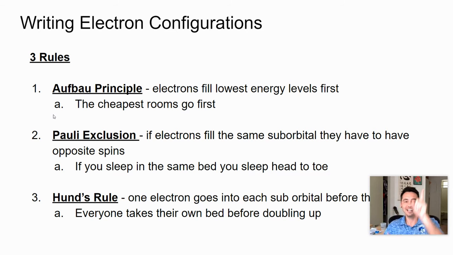So always think head to toe, head to toe. One up, one down, one up, one down. Electrons don't like to be that close to each other. They like to be as far apart as they possibly can. And then Hund's rule: if you're putting electrons in a suborbital, you're going to put one in each suborbital first before you put in two. I'm going to go through that as we do some practice here.